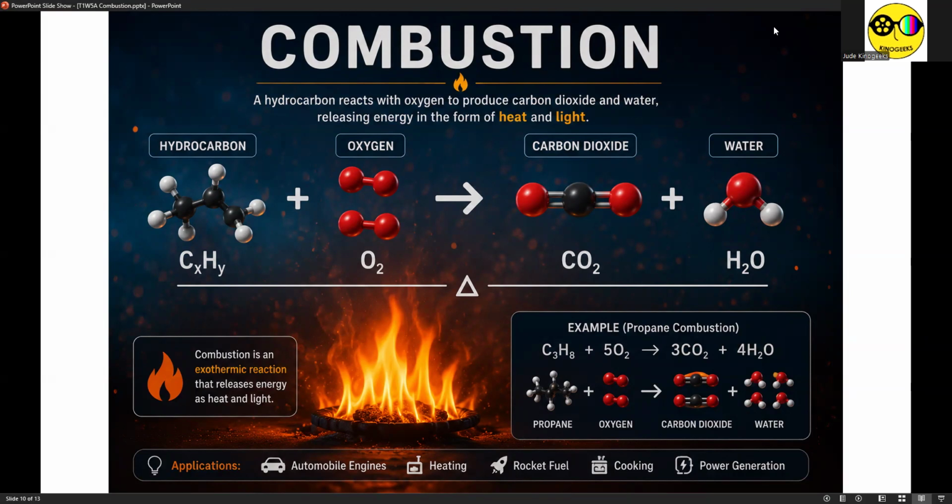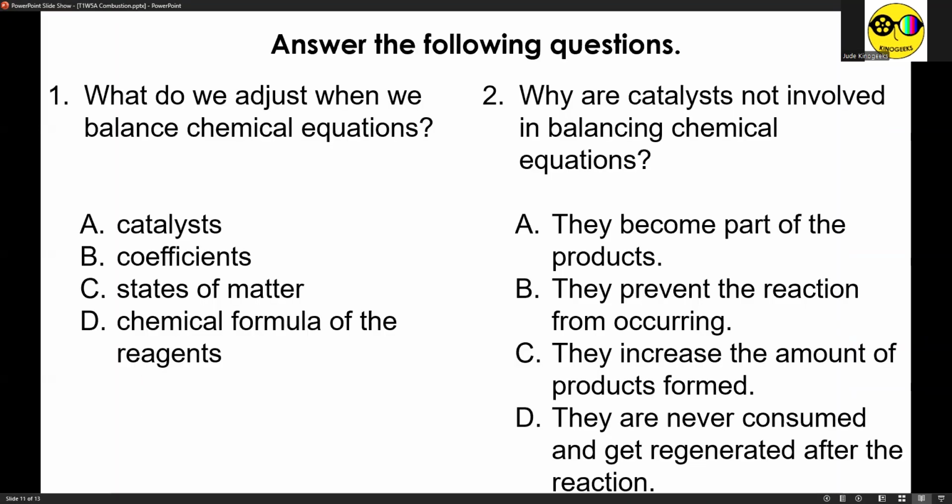All right. So because this is the last lecture for types of chemical equations, we have our culminating lecture questions, no? So let's answer number one. What do we adjust when we balance chemical equations? What we adjust is the number beside the reagents, and that number pertains to the coefficients.